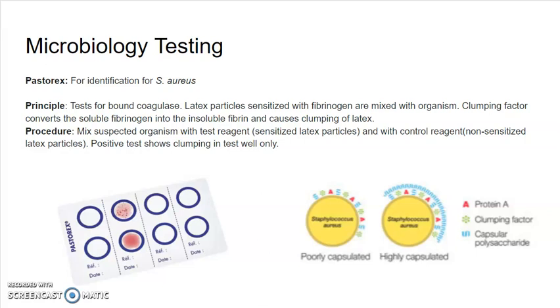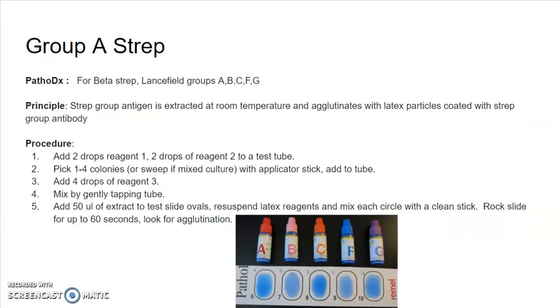And then it's also important to note that a percentage of Staph aureus, mainly MRSA strains, can elude detection in some agglutination tests because the cell wall antigens, the clumping factor and protein A, are masked. All right, our next test is the PathoDX.